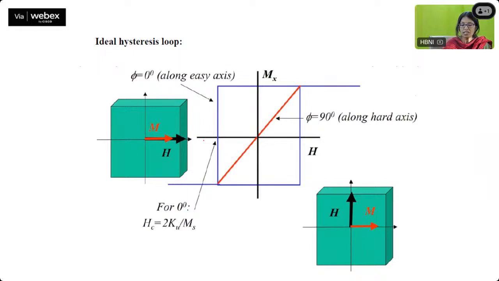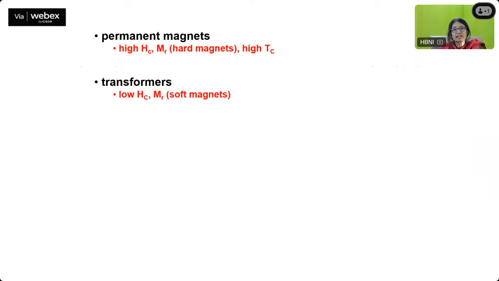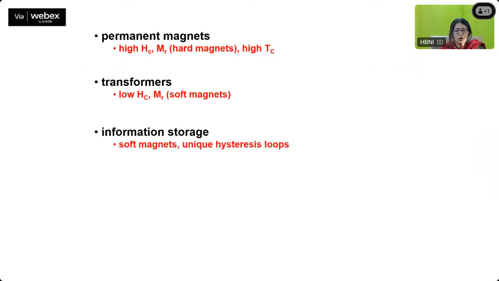When it is along the easy axis, this m value is directly along the x-axis, whereas if it is along the hard axis, then it should be along your y-axis. But this actually doesn't happen, and what you see is basically an oblong kind of shape. We will never find this kind of shape unless you have a permanent magnet with high Hc and Mr, which is a hard magnet with a very high Tc.